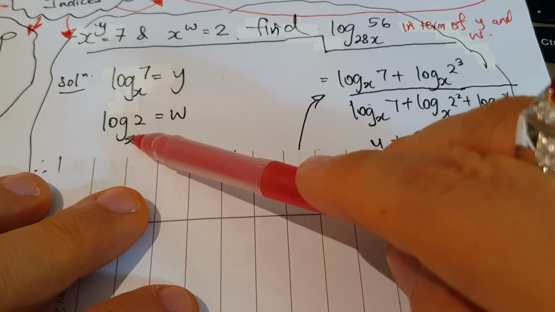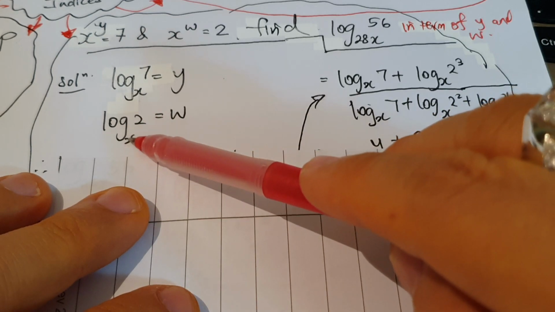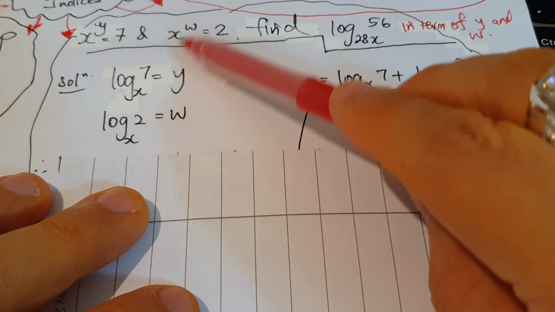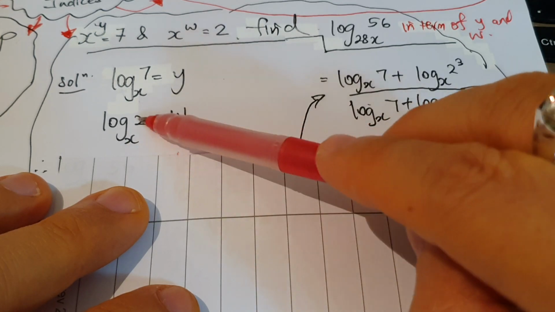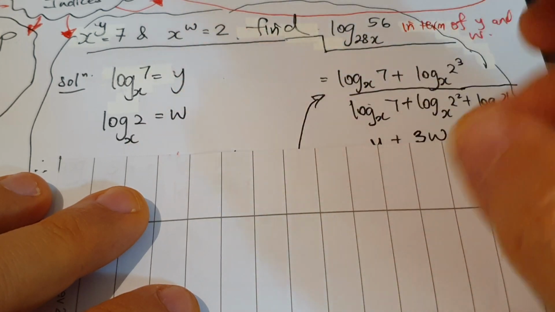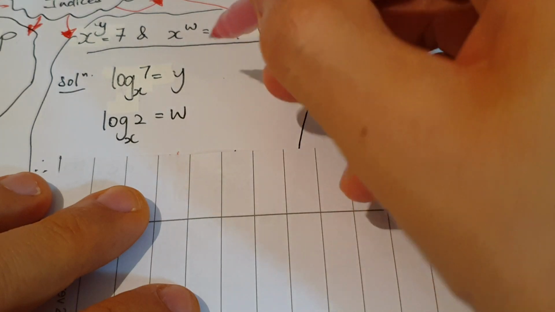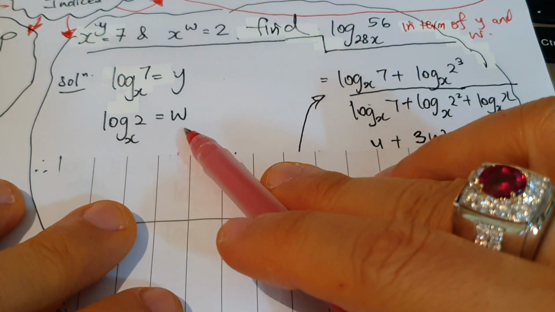Repeat, I'm so sorry, I made a mistake. Log to base x. Then you ask yourself, what should I put here? This is the power, right? This to the power of this equals this. So that's how you change. I hope you know how to convert. So this is what you will get.